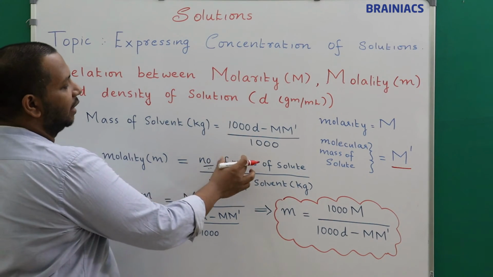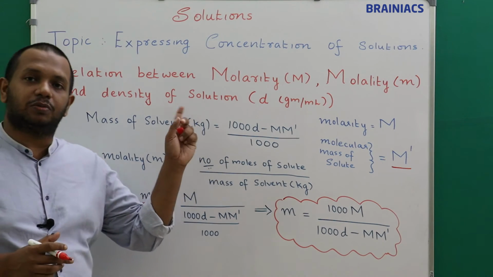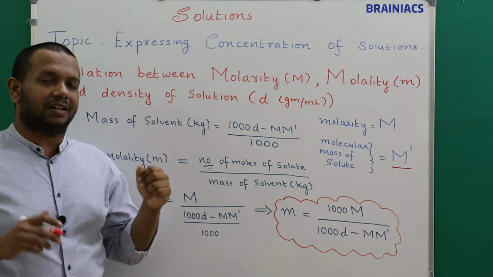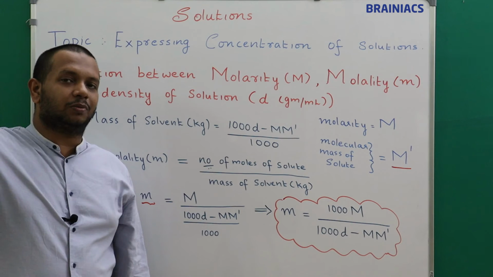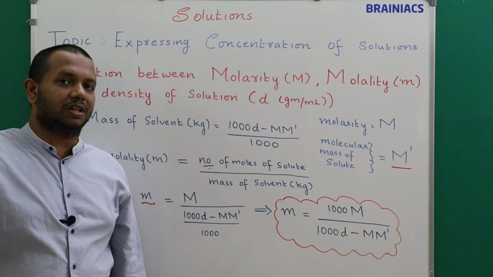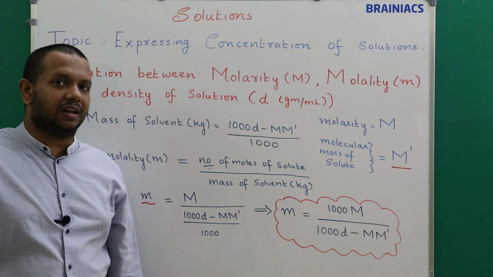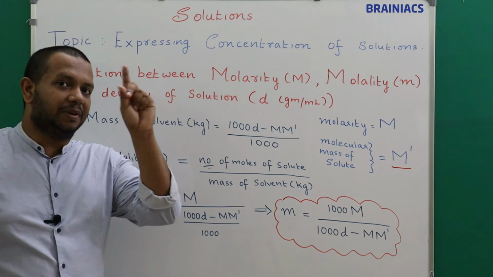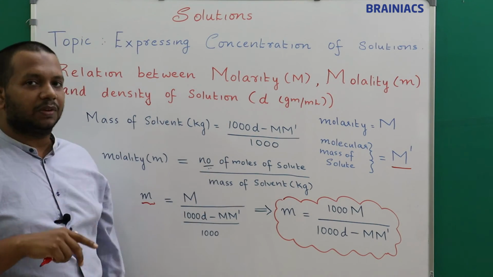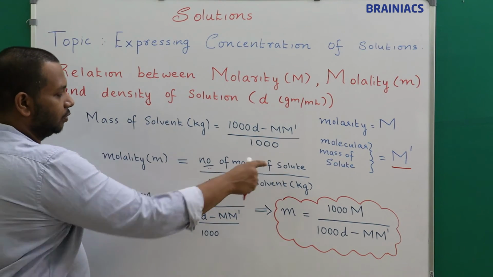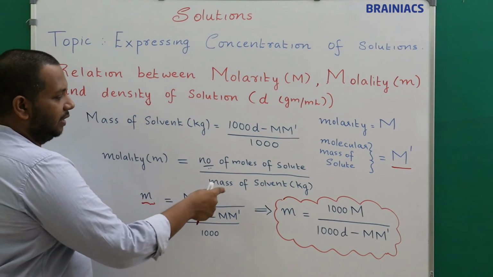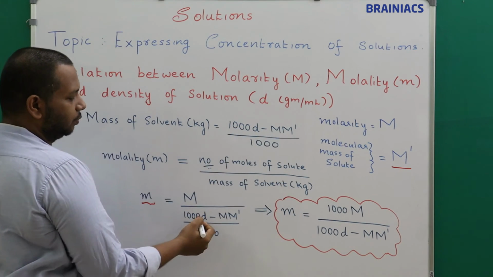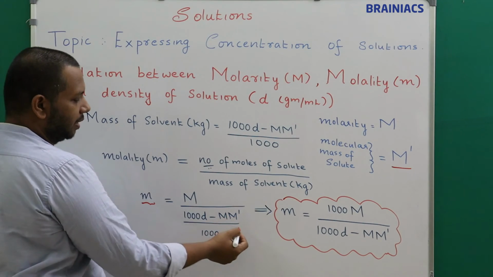And we have already calculated initially what was the number of moles of the solute. Hope you remember from the equation of molarity, I got that molarity is equal to number of moles of the solute divided by volume of the solution in liters. There I substituted 1 liter, and number of moles of the solute is equal to M into 1 liter, that will become M. So I can substitute number of moles of the solute is equal to M, divided by mass of the solvent in kilogram that we have already calculated, that is 1000 into D minus M M dash by 1000.